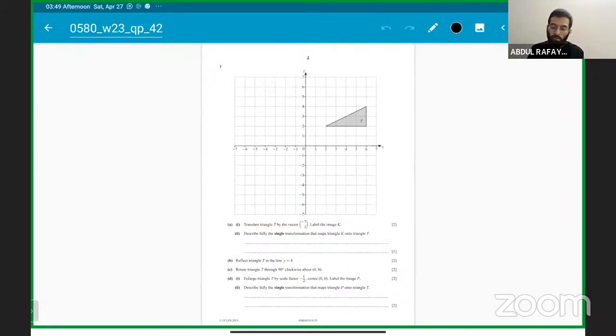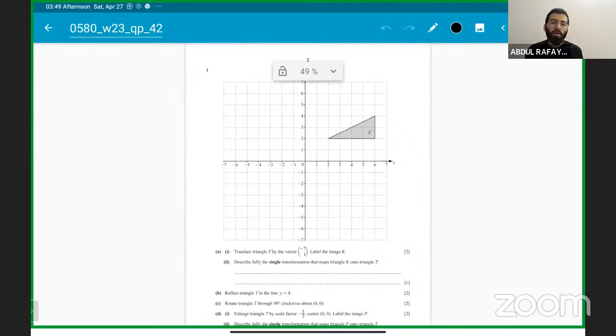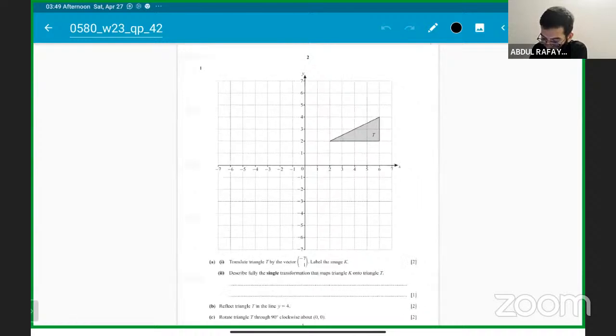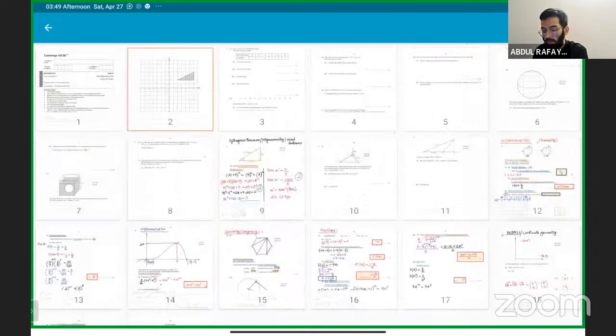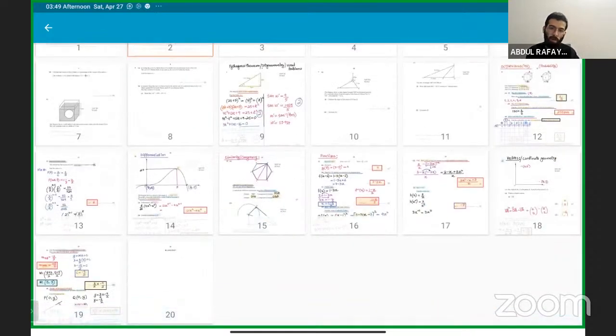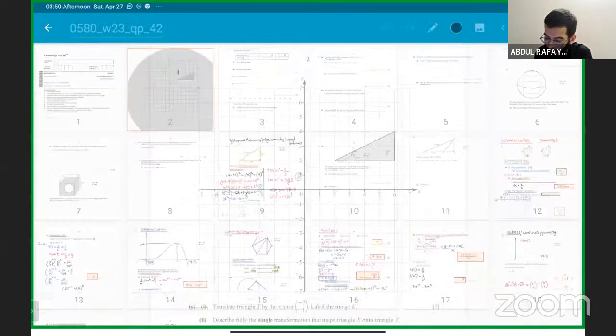So let's get started. We are solving October/November 2023 Paper 4, Variant 2, and we are solving the remaining part of the paper. We have already solved the last part of the paper. So we're starting with questions 1 to 5 and then question 7 as well.